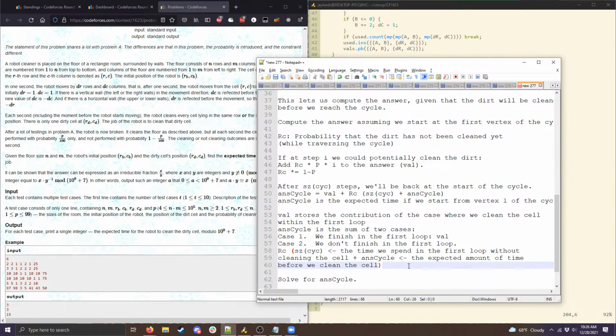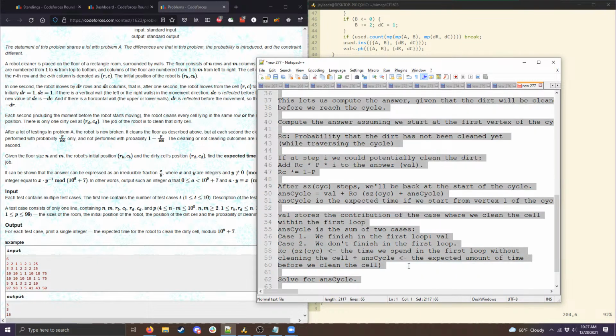So yeah, if this is a new idea, I would encourage you to try solving some more expected value problems on Codeforces, because this sort of concept comes up in a lot of expected value problems, so it's an important thing to practice. Okay, so I'm going to move on to E real quick.